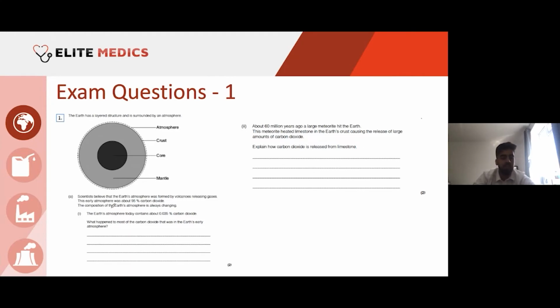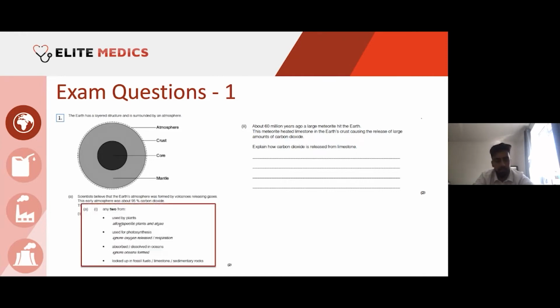Well, you could say that the CO2 was stored in oceans. It was taken up by photosynthesizing plants that would take in CO2 and give out oxygen. You could say that marine life used the CO2 to make shells, precipitating into calcium carbonate, and it also made our calcium carbonate rocks that are found still to this day. So you've got used by plants for photosynthesis, absorbed or dissolved in oceans, and locked up in fossil fuels, limestone, and our sedimentary rocks that are still seen today.